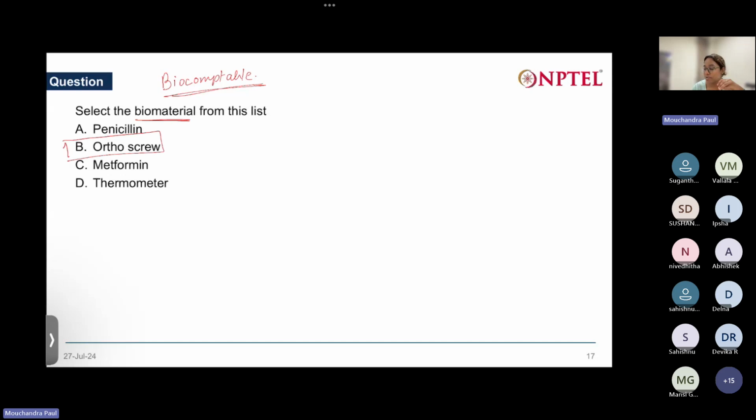Now is it clear why metformin is not a biomaterial? It is actually a drug. Metformin is a drug for diabetic patients. Penicillin is also a drug. And a thermometer does not go invasively inside our body. It's a device used to measure body temperature, so it is not a biomaterial. The ortho screw, which is usually made up of the metals that we talked about, like titanium and stainless steel, these alloys or metals are biomaterials. So this question is very easy. If you understand what a biomaterial is, then you will be able to answer this kind of conceptual question.